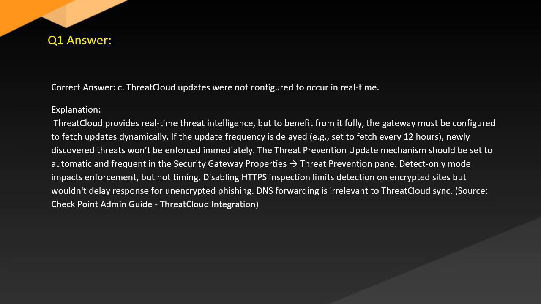Secure Gateway properties, Threat Prevention pane. Detect-only mode impacts enforcement but not timing. Disabled HTTPS inspection limits detection on encrypted sites but wouldn't delay response for unencrypted phishing. DNS forwarding is irrelevant to the ThreatCloud sync source. Source: Check Point Admin Guide, ThreatCloud integration.